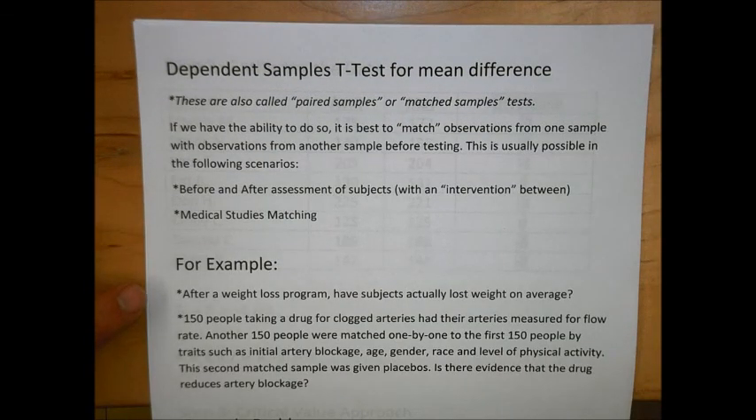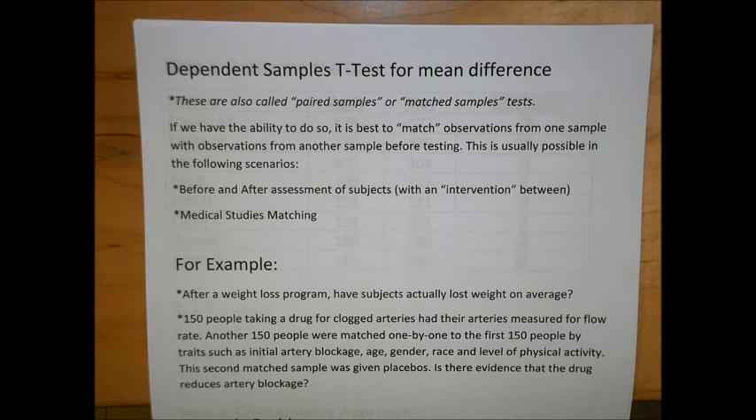As an example, after a weight loss program, we may wonder if subjects have actually lost weight on average. In this case, we would likely measure the subjects before and after the weight loss program. So we would have two samples of information, however, they would be very dependent on one another.